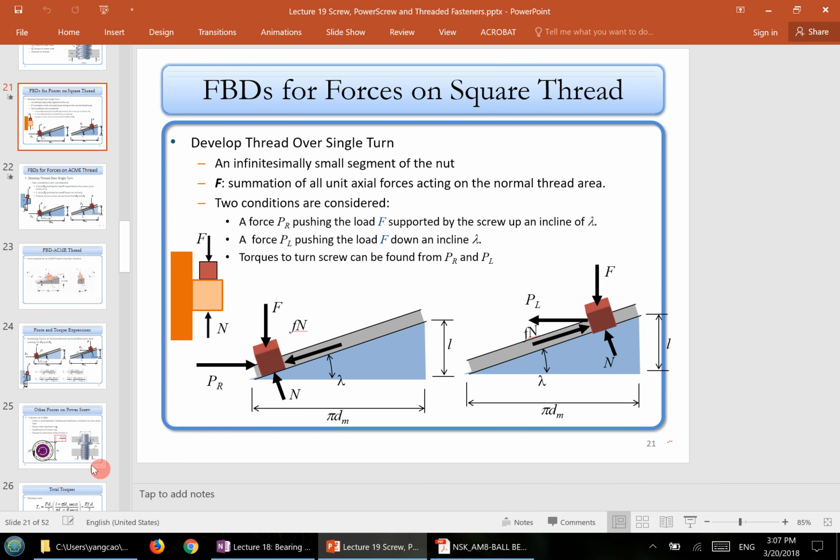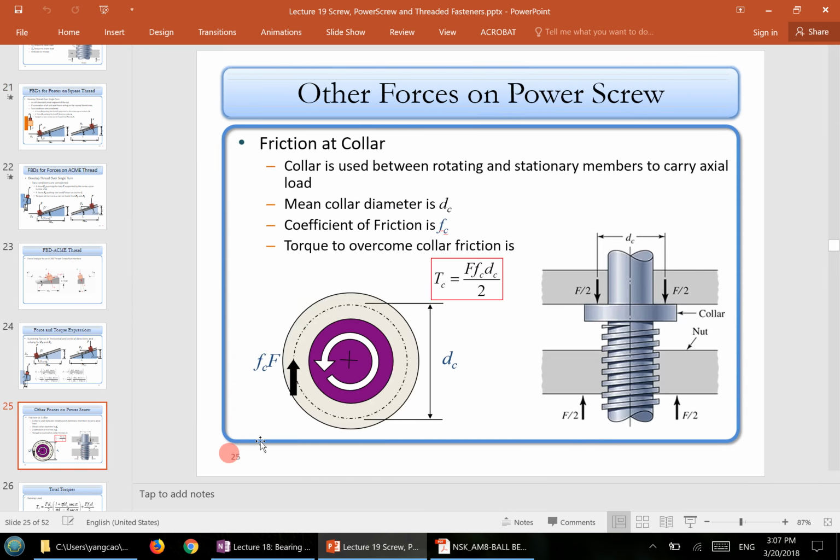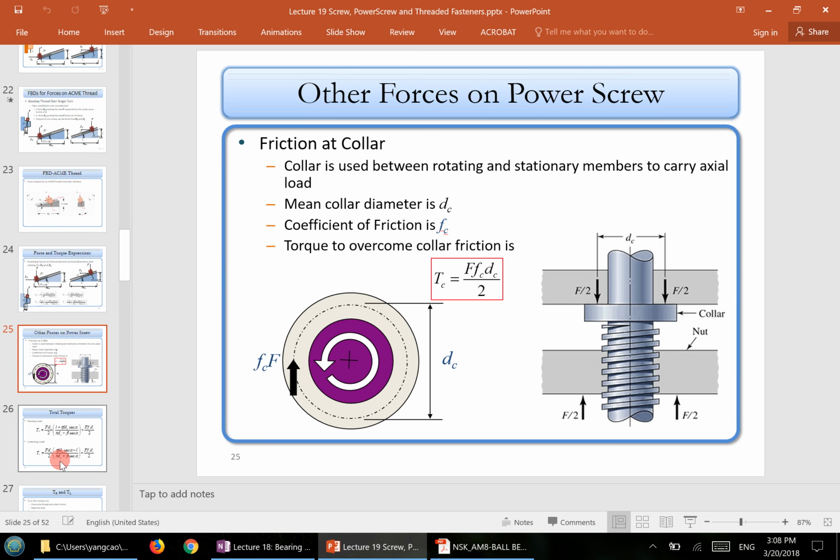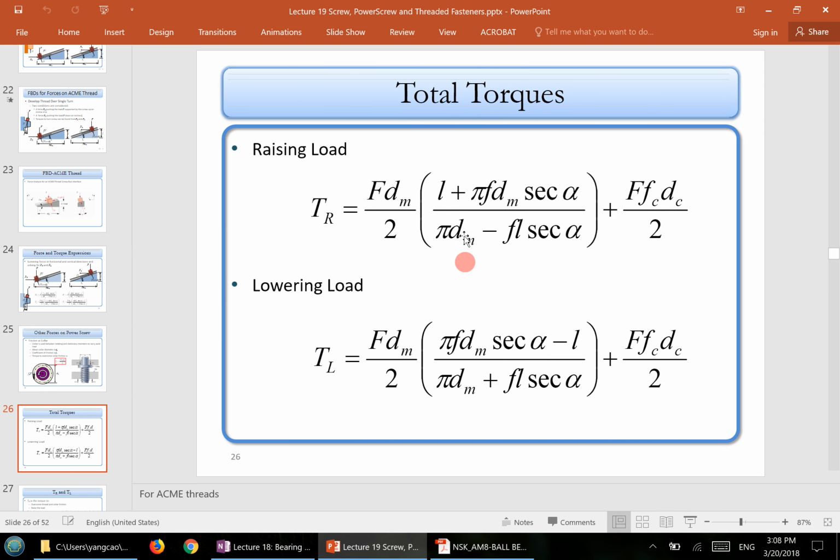then you get the solution for this particular situation, the square type of thread. And to add a little more here, there might be friction at the collar location, so you need an additional torque to overcome the collar friction. So overall, your formula for the amount of torque to raise and to lower the load is this formula here.